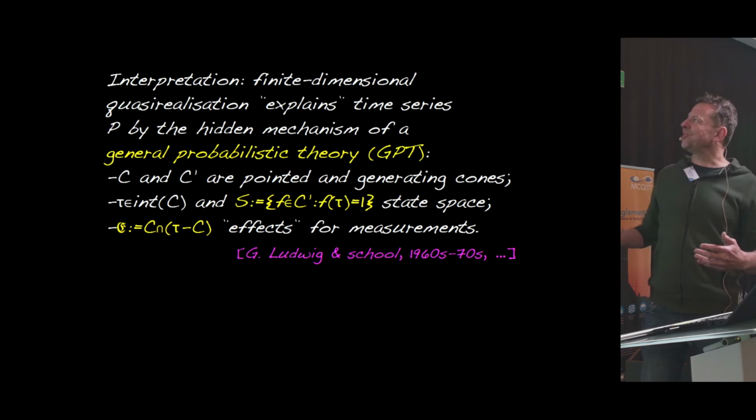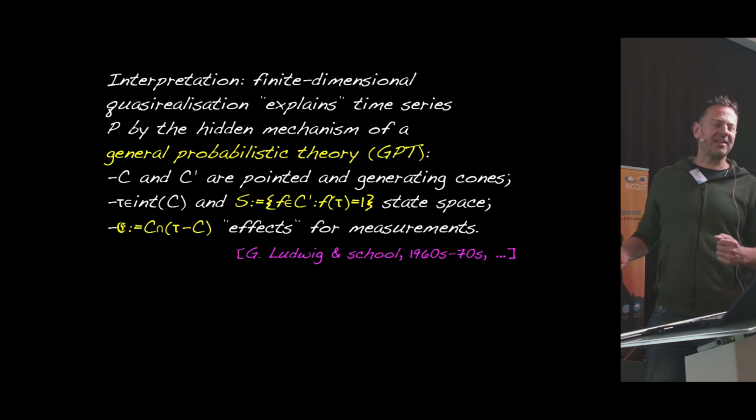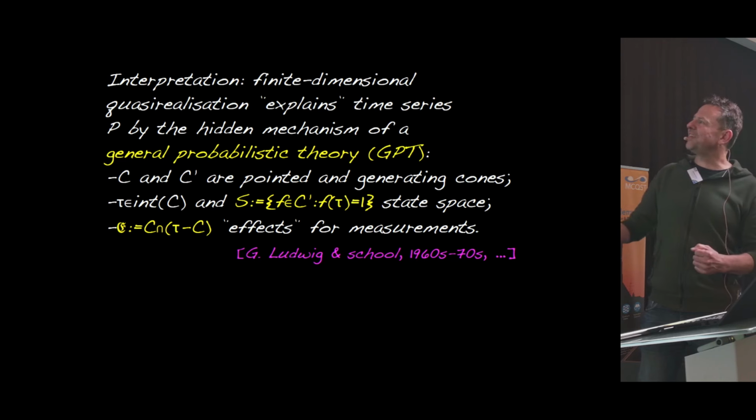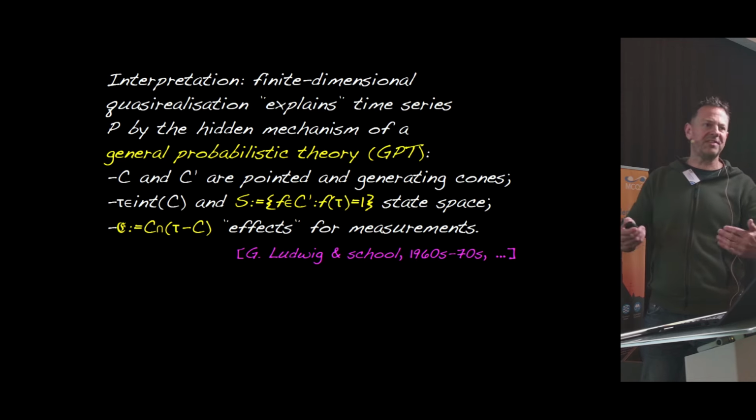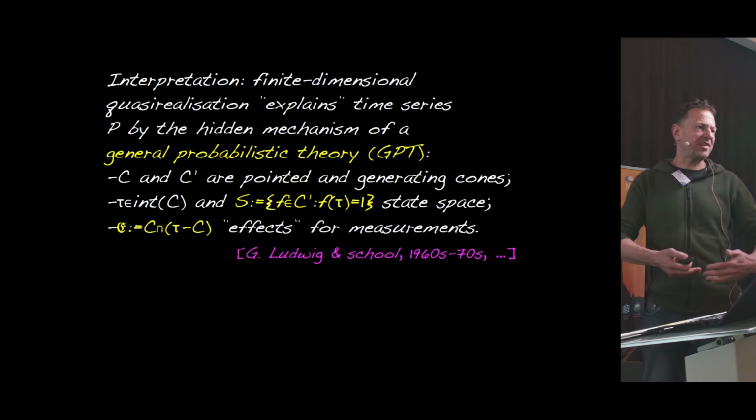So what is this? In my limited work on foundations of quantum mechanics, I encountered such a thing in the form of general probabilistic theories. So C and C prime are pointed and generating cones in the general probabilistic theory. The unit must be in the interior of the one cone. We have a set of states, which are all the linear functionals that evaluate to one on the unit, and we have the POVM elements. These are the elements in the cone which are between 0 and the unit, because those POVM elements have to be positive and they have to sum to the identity.